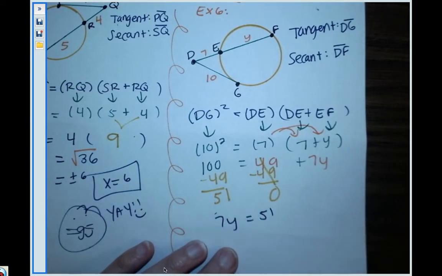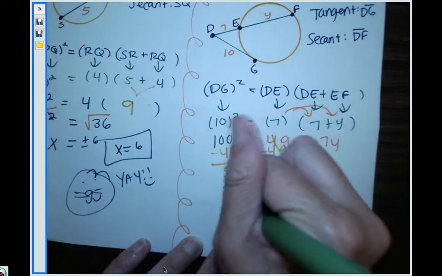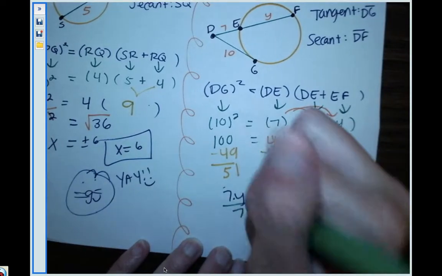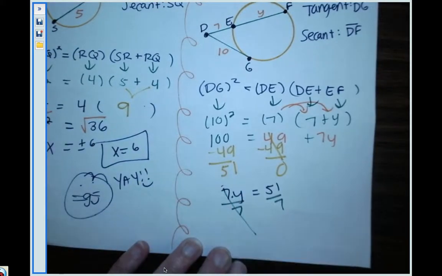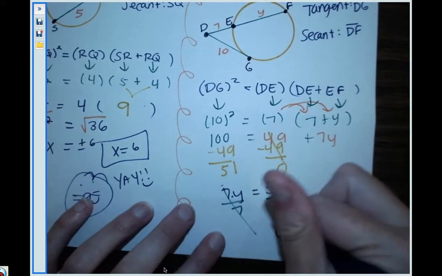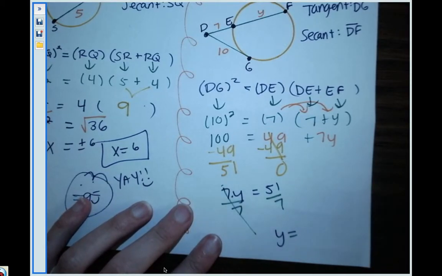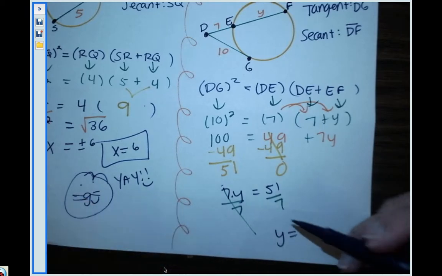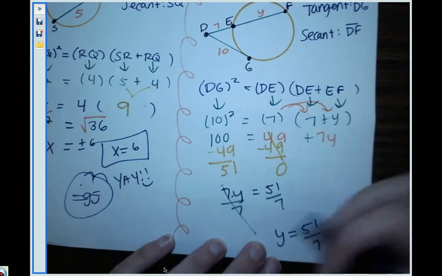Lastly, we need to move 7 to the other side. 7 is secretly multiplying the y, which means we'll divide both sides by 7. 7 divided by 7 cancels and turns to 1. Watch out for that. So y equals 51 over 7. 7 does not divide evenly into 51. 7 times 7 is 49, and 7 times 8 is 56. So I'm just going to leave that as 51 sevenths.